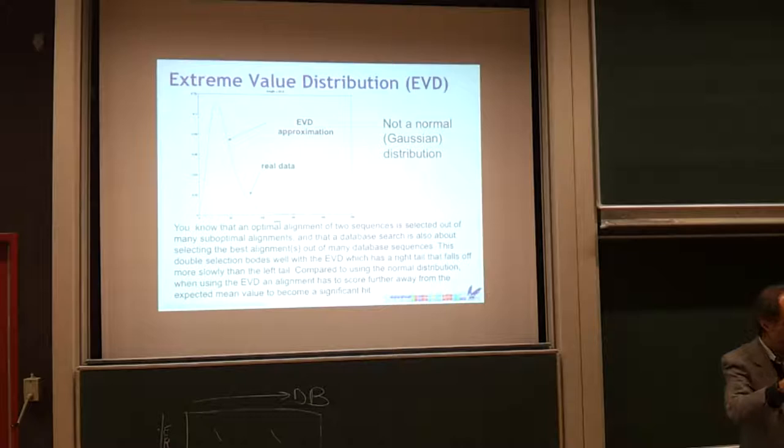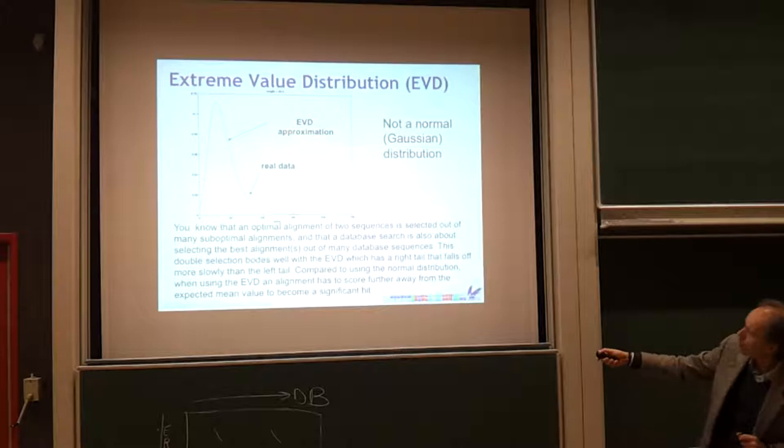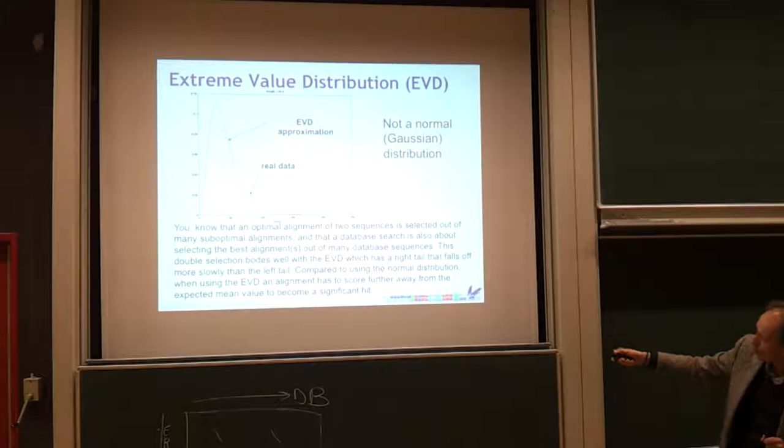What do you want? You want the best one. So you select rigidly the best out of the pack. And then you do this for the query sequence and each database sequence. So you do this selection game 11 million times. So you select the selected stuff. And that sort of bodes well with this e to the power something distribution rather than the normal distribution.